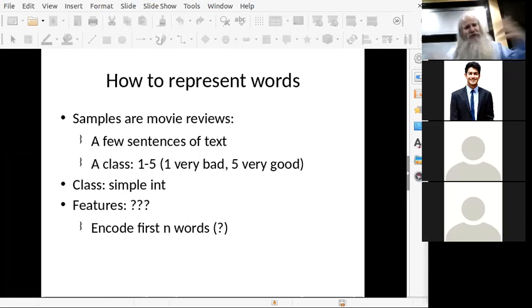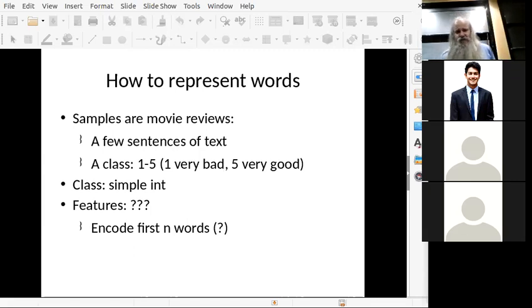So imagine we're doing something like reviews of movies. We've got some set of words and set of sentences. The movie reviews are not particularly long. They're not going to be as long as a novel. There will be a finite length, and it'll be relatively short. It'll probably be no more than a few hundred words.